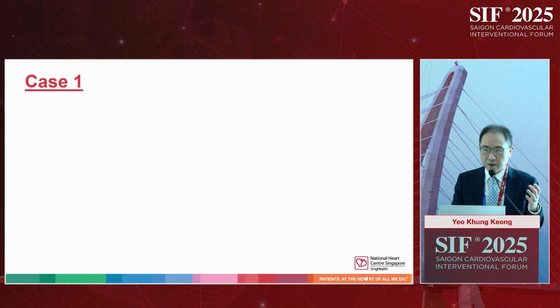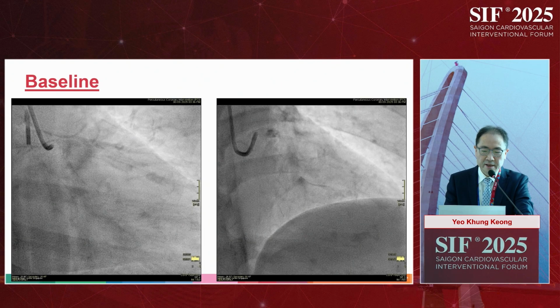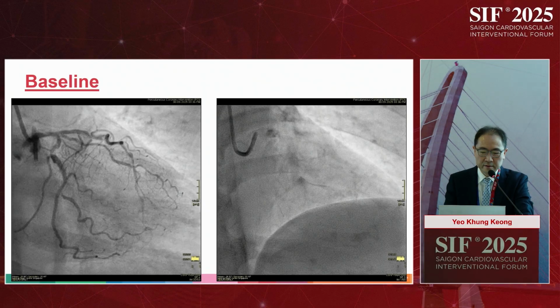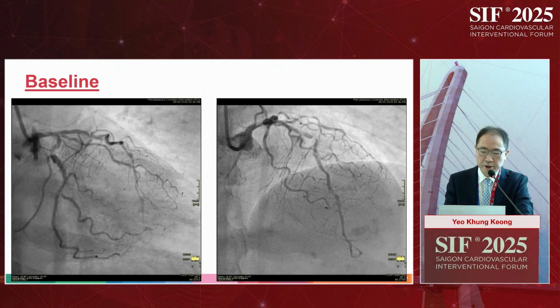Now, a lot of talk. Can I illustrate the cases? I've only 6 minutes left, so I'll go through as many cases as I can. Case 1. So this patient has disease in the circ and in the LAD, but you can appreciate it's very calcified.